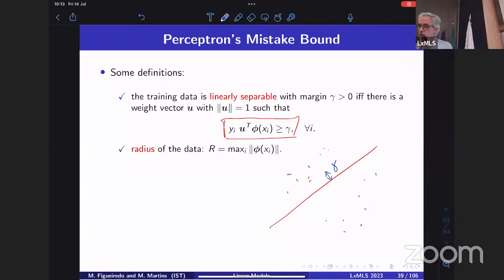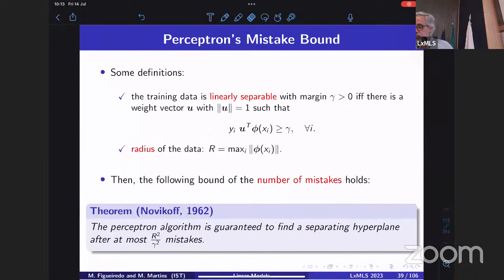Okay, if you can assume this, and if the radius of the data, what's the radius of the data? This is, in some vector space, the norm of the biggest point, the point that's furthest away from the origin. Then you can show that the perceptron is guaranteed to find a separating hyperplane after doing at most R² divided by gamma² mistakes. So it shows that it's more difficult if the data is very spread out, and it's easier if the margin is big. If the margin is big, it means all the points are far away from the boundary, so it's easy to find the boundary. But if there are points that are very close to the boundary, then it's more difficult. It takes more mistakes to find the boundary, okay? This is a famous theorem. It's the perceptron mistake bound theorem by Novikov. This is 1963, 61 years ago.